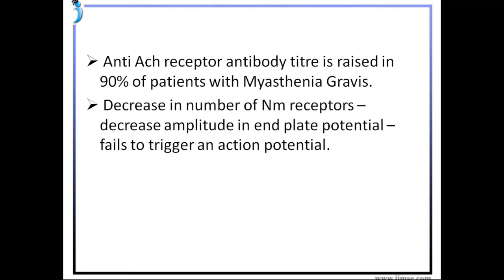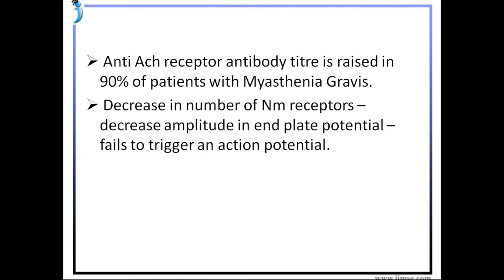Okay. All right. So basically, a brief introduction about myasthenia gravis: there is a blocking of the nicotinic muscle type receptors present on the motor end plate, and thereby the action potential doesn't pass on from your neuron to your muscle. Thereby there is no contraction of your muscle, and there is weakness as well as fatigability of the muscle.